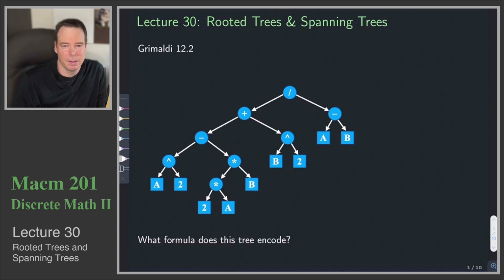Hi everyone, welcome back. In this lecture we're going to continue looking at rooted trees, but we're also going to get into spanning trees of graphs. Now it's quite common to represent data as a rooted tree. For example, web pages under the hood are essentially a rooted tree. It's known as the DOM, D-O-M, or Document Object Model.